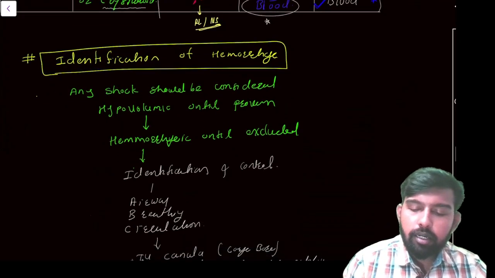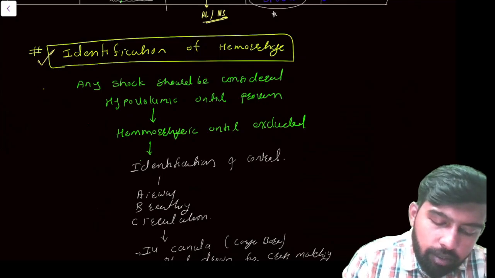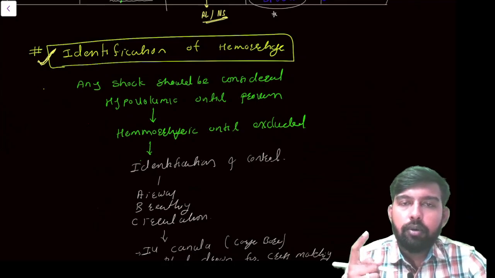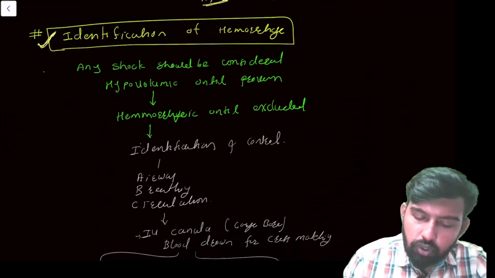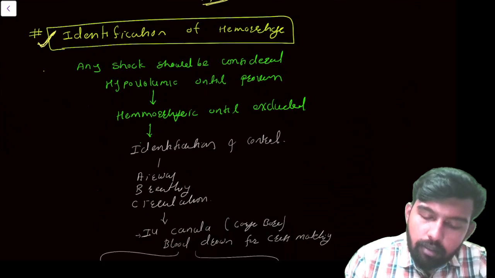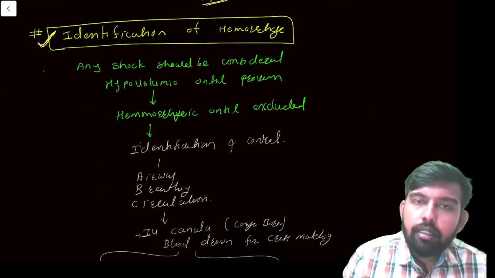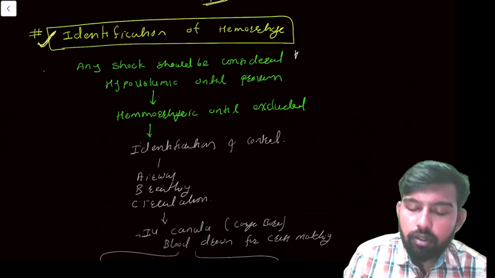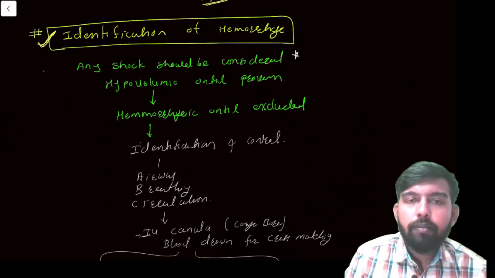So the most important treatment in case of a hemorrhagic shock is the identification of the hemorrhage, so that we can control the hemorrhage. In case of any shock, the patient should be considered hypovolemic shock unless and until proven otherwise. Hemorrhagic shock is the most common type of shock.